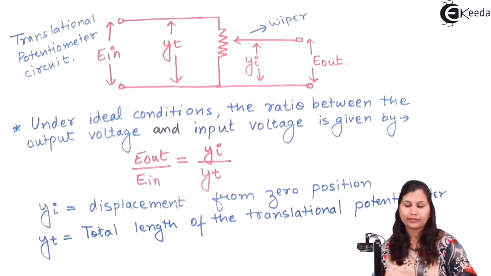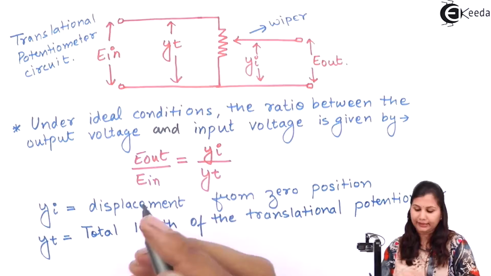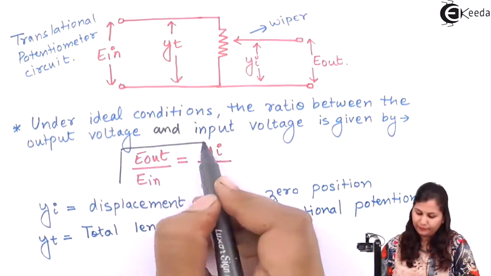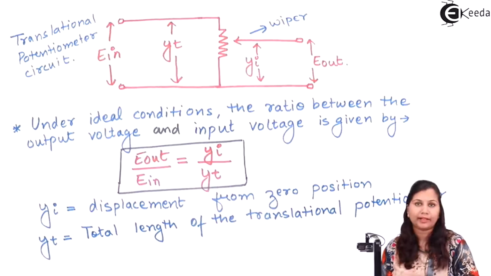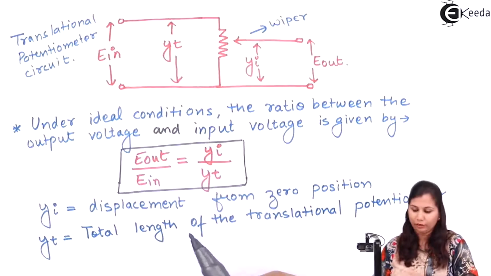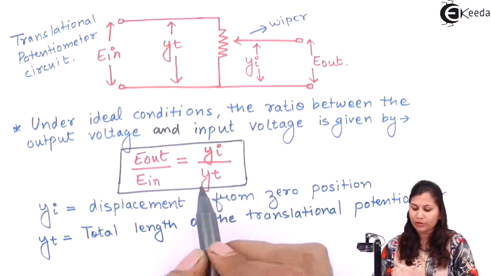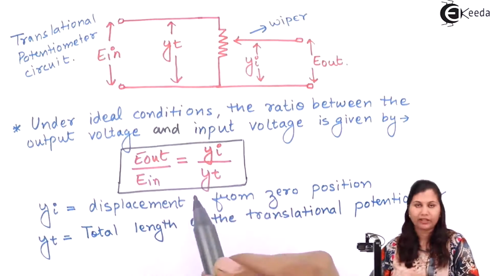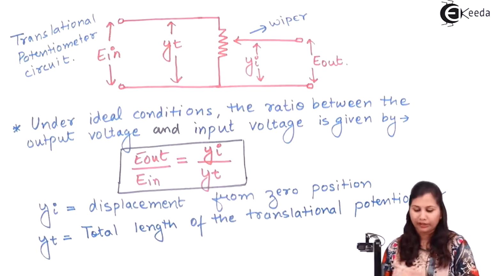So in the translational potentiometer, this ratio E out by E in is equal to Yi by Yt. From this ratio, we can find out the value of the output voltage, because the input voltage is given to us. We know the displacement of the wiper from the zero position and also the total length of the translational potentiometer. So these three variables are known to us, so we can find out the value of the fourth variable.